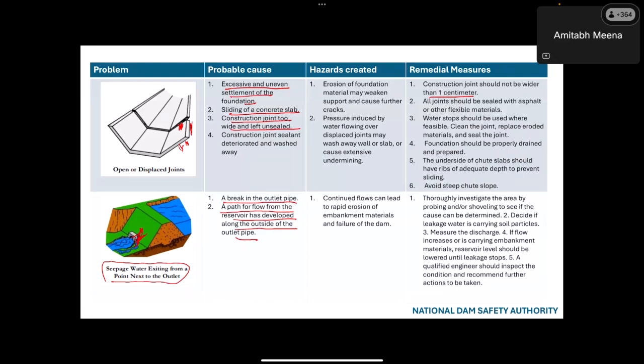So thoroughly investigate the area by probing or shoveling to see if the cause can be determined. Decide if leakage water is carrying soil particles. This is very important. If it is carrying soil particles, then it may be more serious. Measure the discharge. If flow increases or is carrying embankment materials, reservoir levels should be lowered until leakage stops.